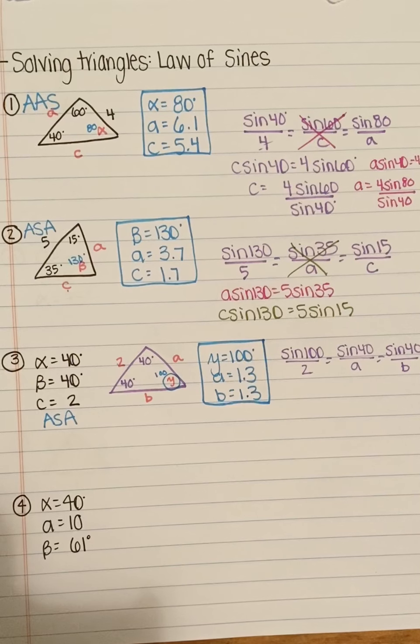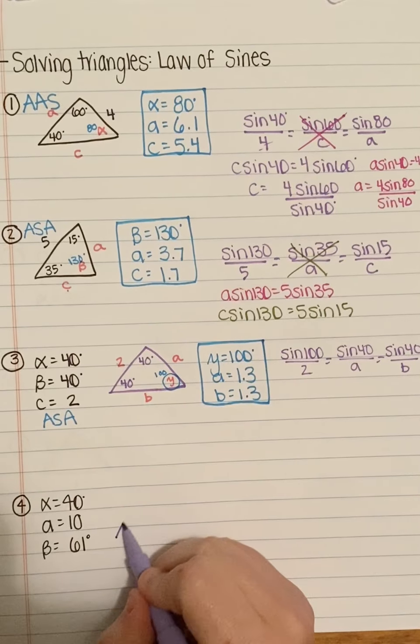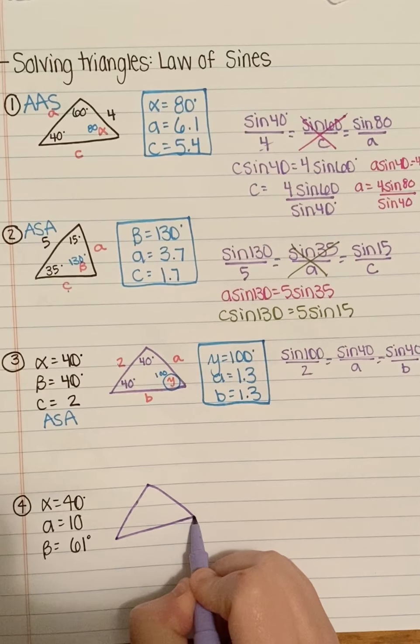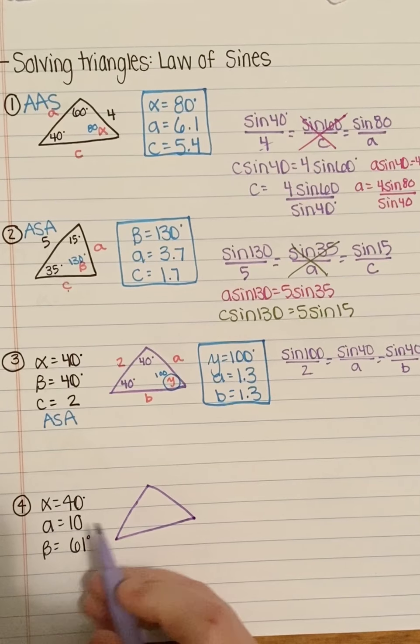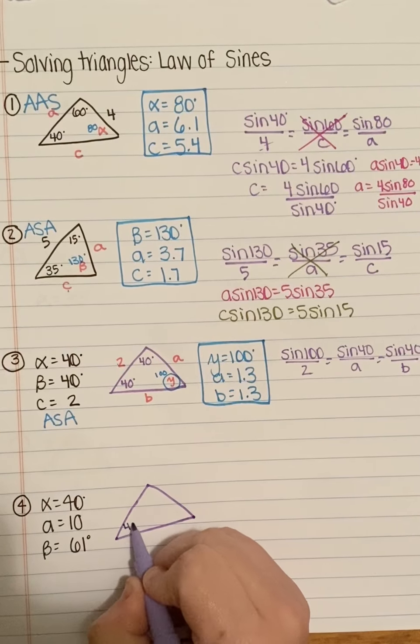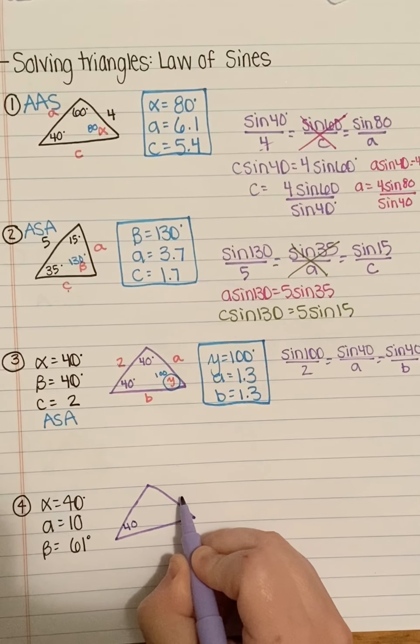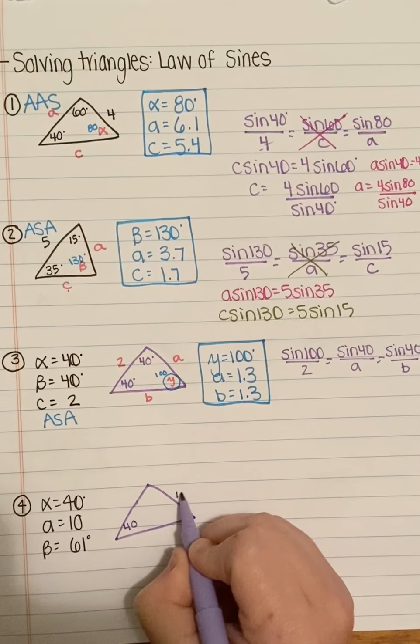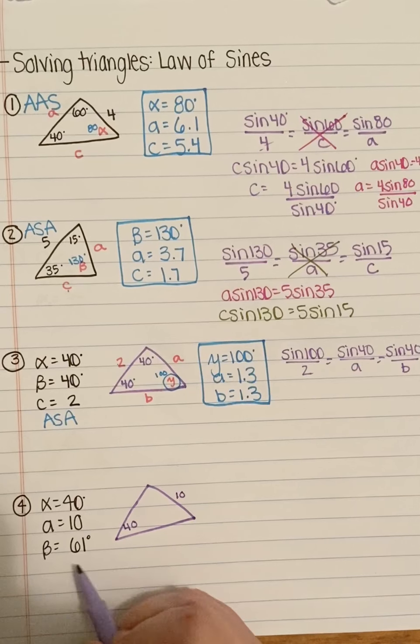Last one before we move to that ambiguous case right here. On number 4, first thing I'm going to do is draw this thing out since my triangle's not given to me. Doesn't matter how you draw it. Alpha's 40, doesn't matter where it is. So this is 40, across from alpha is A. Well, they give me A to be 10, so I can go ahead and put that across from it too.